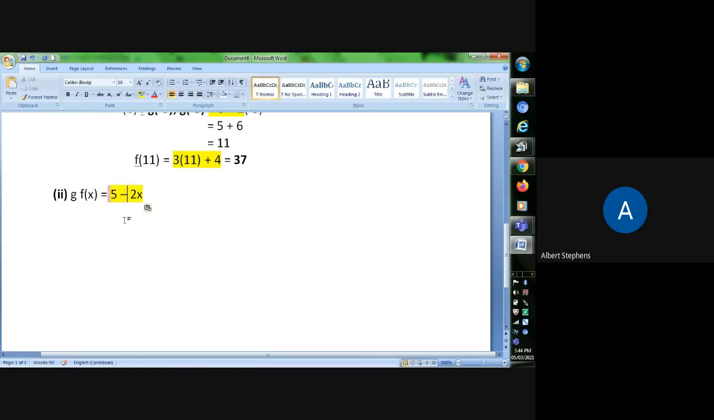All right. Listen carefully now. After you write out G, wherever you see an X, replace that X with what? The F function. All right. Now, what is beside the X? We put 5, sir. G F.